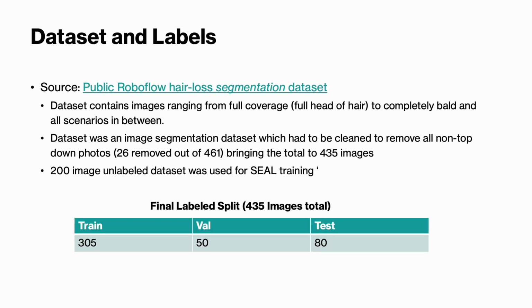Our dataset comes from a public RoboFlow hair segmentation collection. It contains top-down scalp photographs that span the full severity spectrum, from completely bald to full coverage, everything in between. The raw dataset had 461 images, but it contained some non-top-down photos, side angle shots that would have confused the model. We manually filtered those out, removing 26 images, leaving us with 435 usable labeled images. We split those into 305 training, 50 for validation, and 80 for testing.